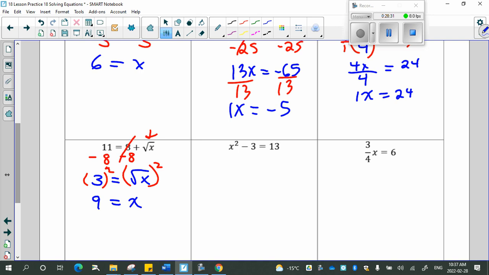Okay? And then this one's similar. This is a side with x, so it's bossing me around. Create a 0 pair on this side. So I've got x squared is 16. And then the opposite operation of square is square root. And then if you do that on your calculator properly, you'll get x to be 4. Okay, square root of 16 is 4.